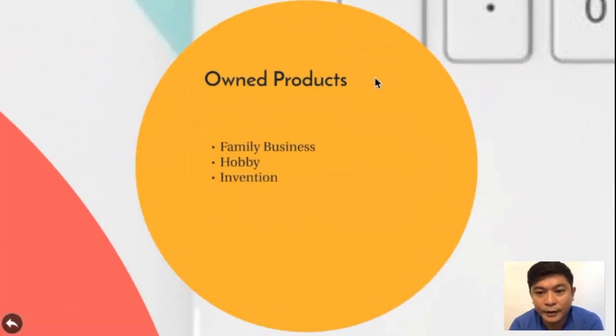Now, what are the sources of products that originally kayo ang nagagawa, nagsusupply? It could be your family business. If you have an existing family business or may existing business, some relatives, you can use that as your own product. If you have a hobby, maybe you create handicrafts, jewelry, accessories. That's one way to own a product and sell it to online channels. If you have an invention, that's one use. Though it's very difficult to own that, but that's a good way to start an online business.